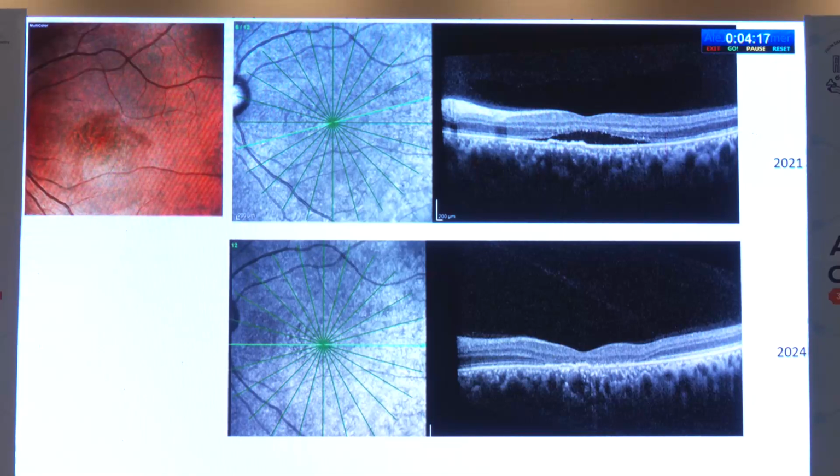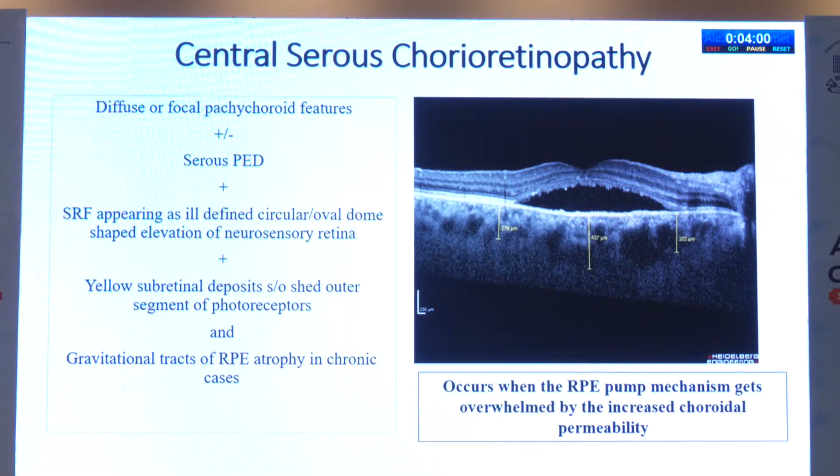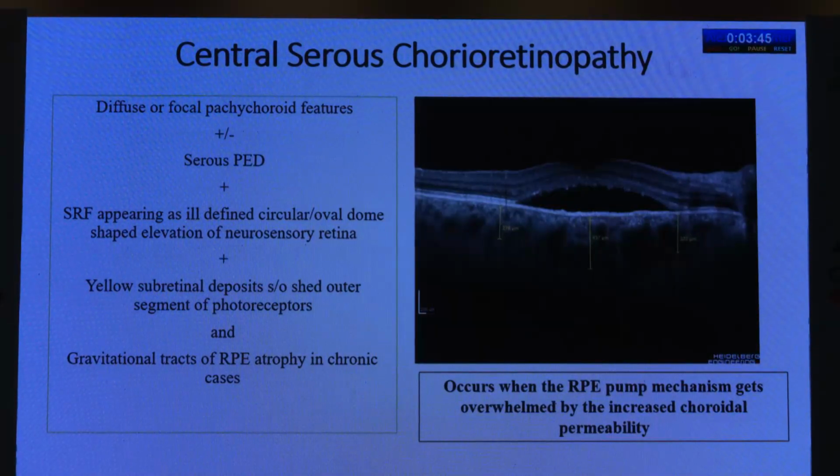In this picture, you see there are RPE changes, pachy vessels, subretinal fluid, and later the subretinal fluid gets resolved, and only the RPE changes and pachy vessels are seen. So when the SRF gets resolved, it can look like pachychoroid pigment epitheliopathy also. In CSCR, there are diffuse or focal pachychoroid features along with serous PEDs, and SRF appearing as an ill-defined circular or oval dome-shaped elevation of neurosensory retina, and it occurs when the RPE pump mechanism gets overwhelmed by increased choroidal permeability.